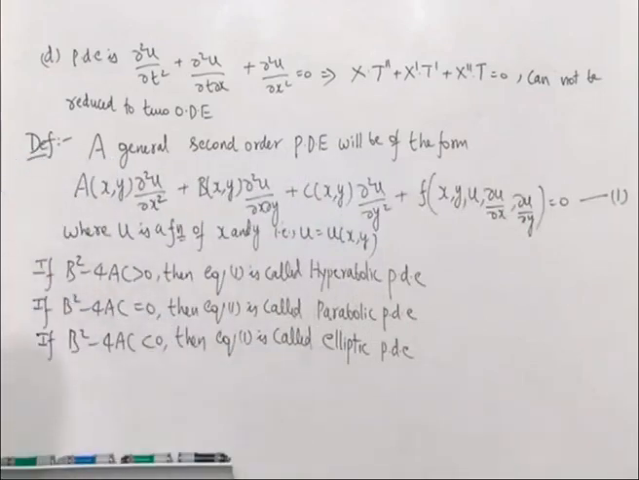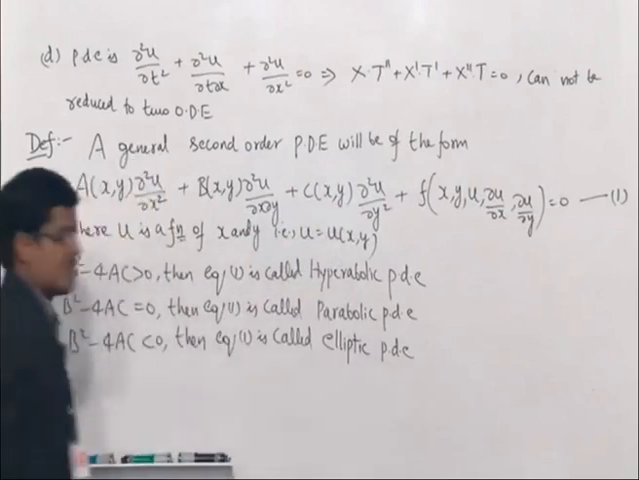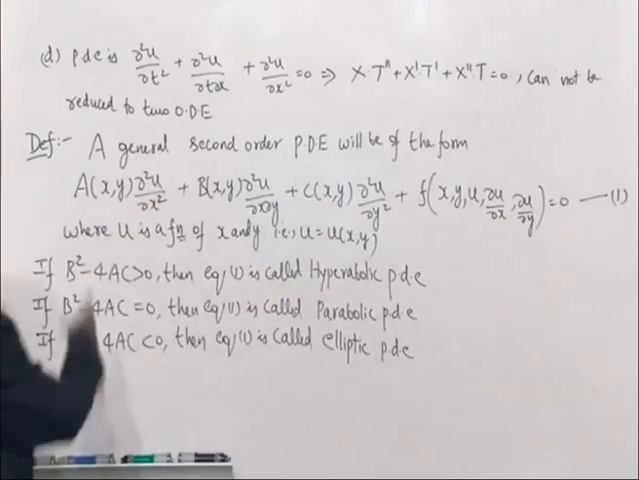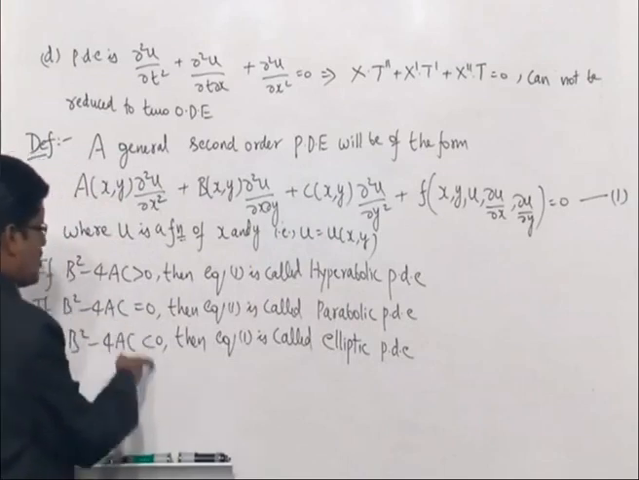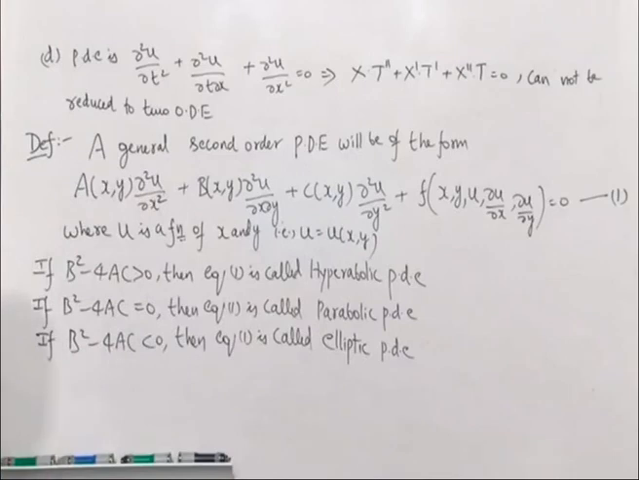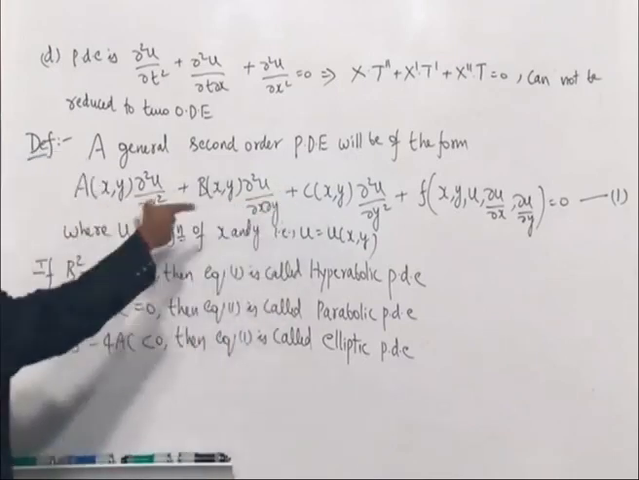So A is nothing but the del square u by del x square coefficient, B is nothing but the del square u by del x del y coefficient, C is nothing but the del square u by del y square coefficient. Just remember the second order derivative coefficients denoted by ABC. Find this condition greater than 0, equal to 0, less than 0. Then look at the options: hyperbolic, parabolic, elliptic, none of these. Just remember the first three terms of the second order PDE standard form.